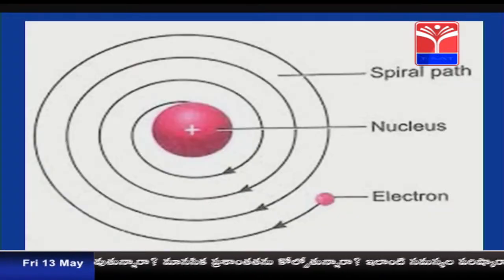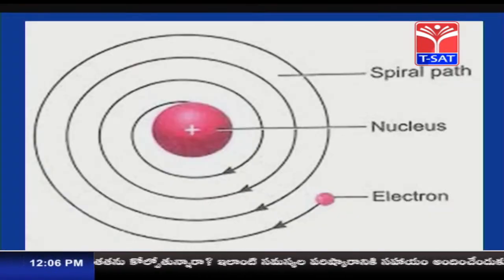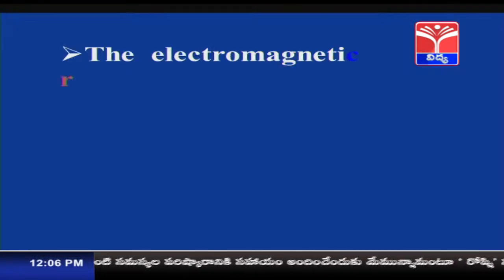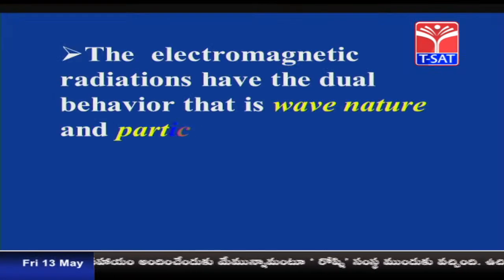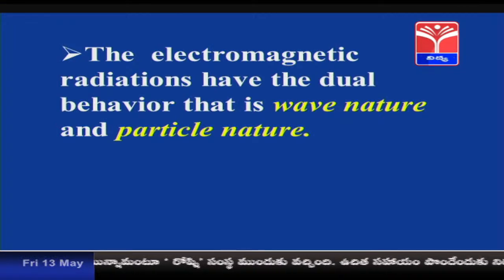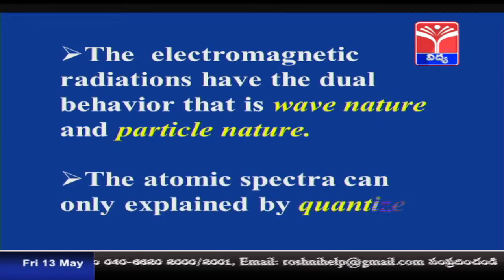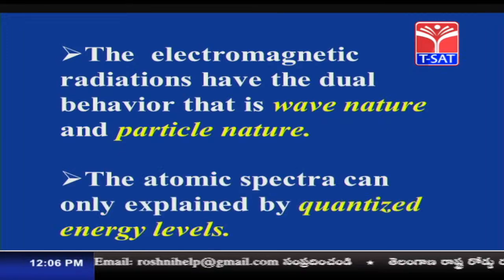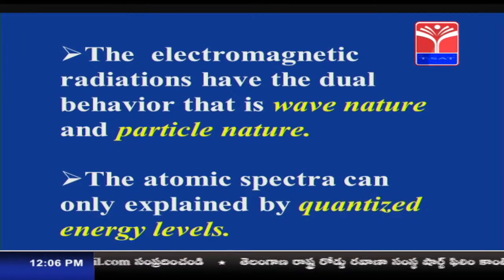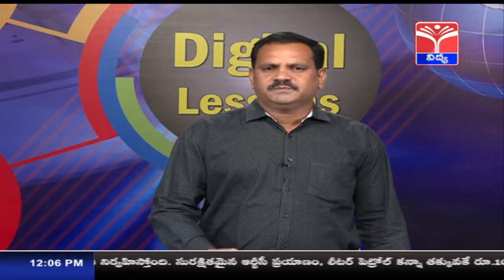To overcome the demerits of Rutherford's model, another scientist came forward to explain the properties of the atom by using electromagnetic radiations, which have dual behavior, that is wave nature and particle nature, and he believed that atomic spectra can only be explained by quantized energy levels. Children, before going to the Niels Bohr atomic model, let us learn about spectrum.